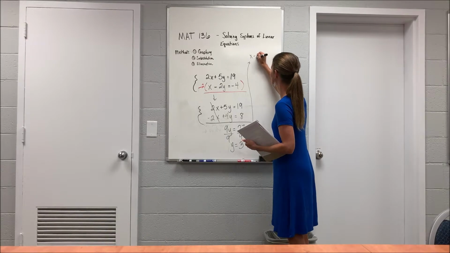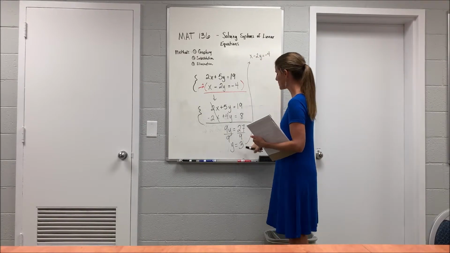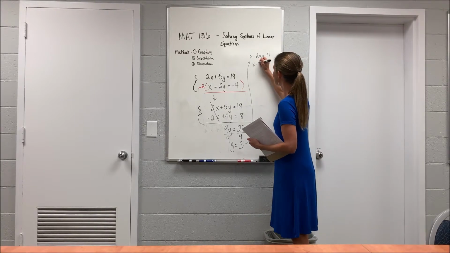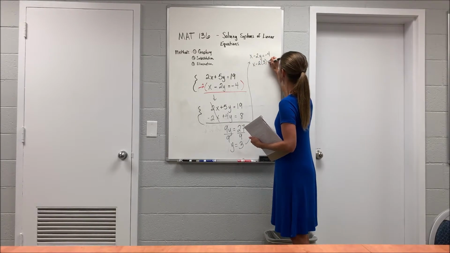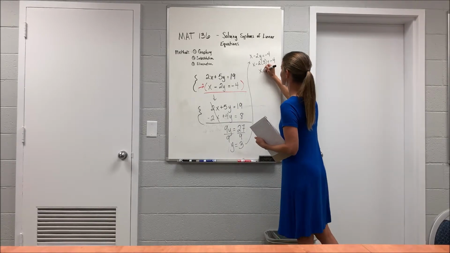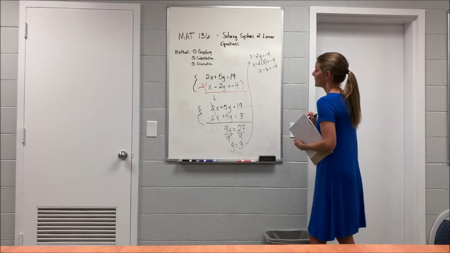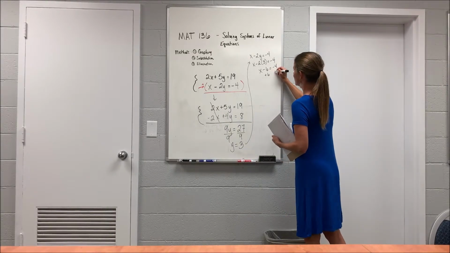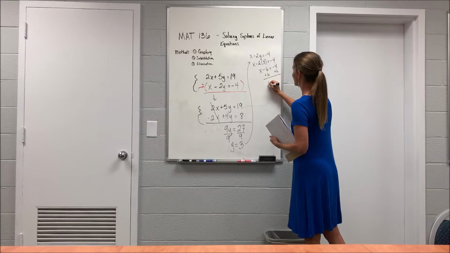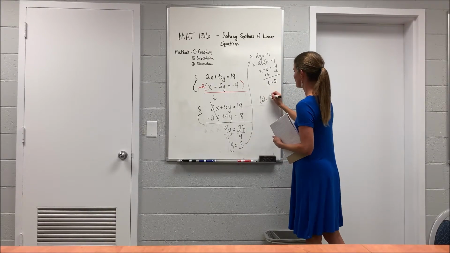So x minus 2y equals negative 4. Y we just learned is 3. So x minus 2 times 3 equals negative 4. Negative 2 times 3 is negative 6. So I've got x minus 6 equals negative 4. And then I'm going to add that 6 to both sides to solve, and I'll get x equals 2. So I get 2 for x and 3 for y.